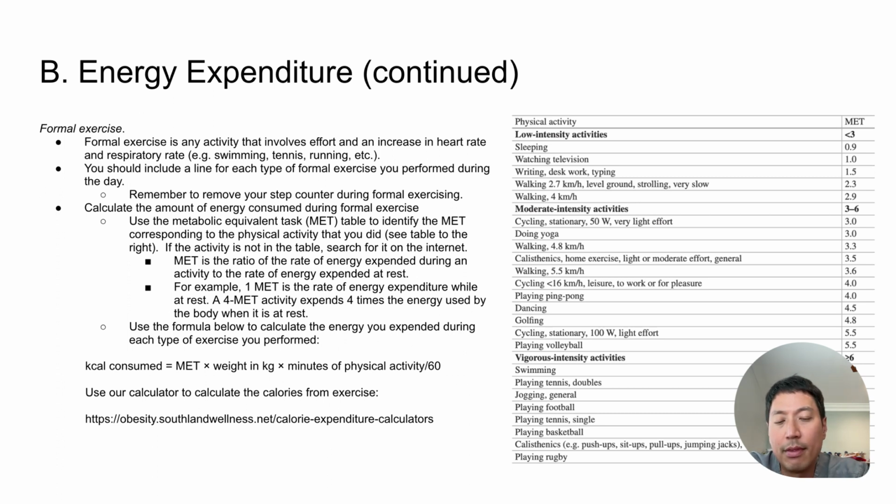Now, there's a way to calculate the amount of calories that you burn by exercising by taking the MET rating and then multiplying that by your weight in kilograms, and then the minutes of physical activity, dividing that by 60. And again, we have a calculator for that.